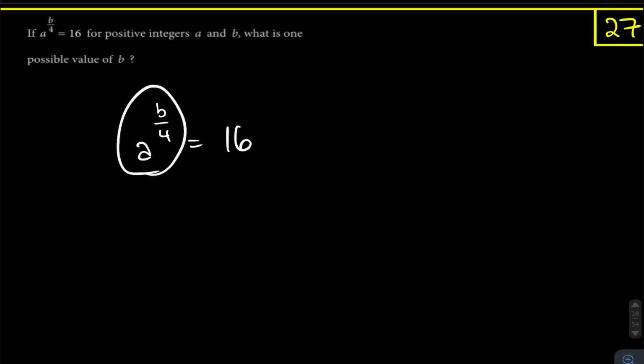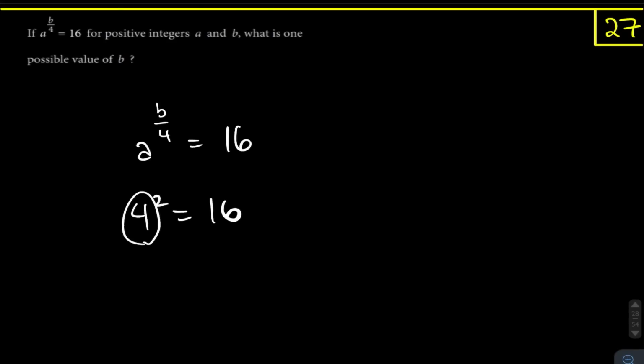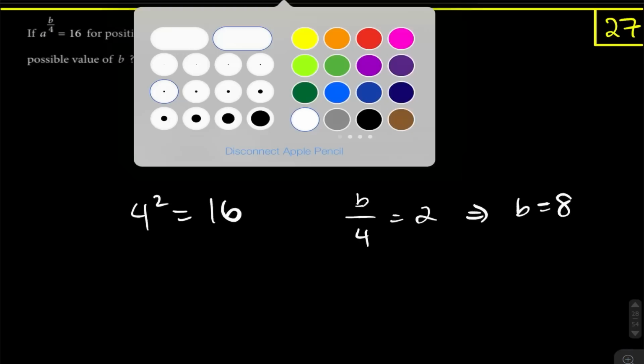What to a power equals 16? Just think of it something like that. Well, we know that 4 squared equals 16, right? That's really nice. So let's say that our a is 4. What value of b could give us a 2 here? Well, we could have an 8 here, and that would give us a 2 overall. So for b over 4 to equal 2, you could see there b is equal to 8. And so that's one of the possible values of b.